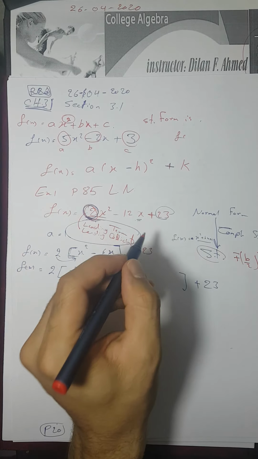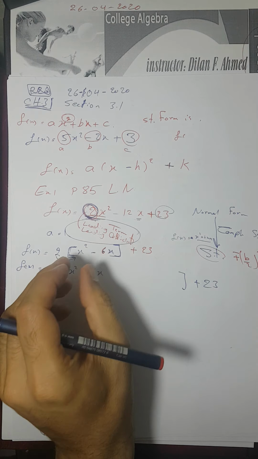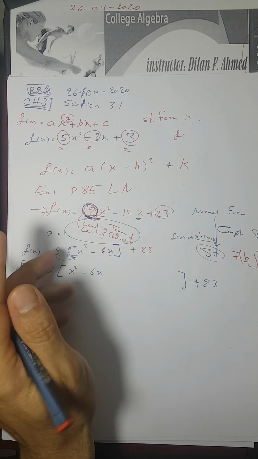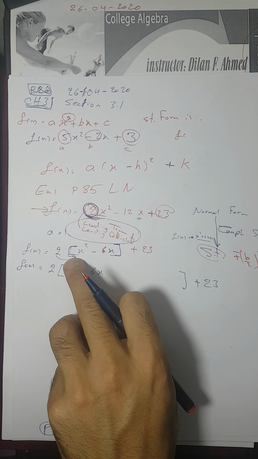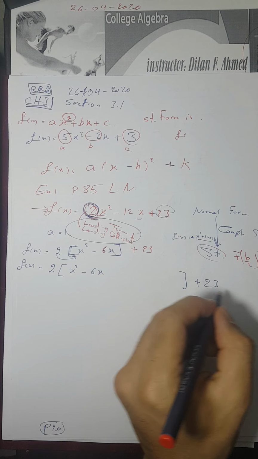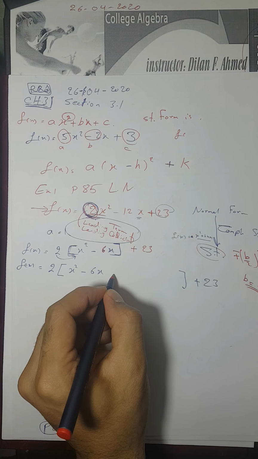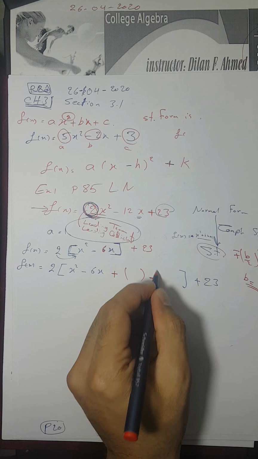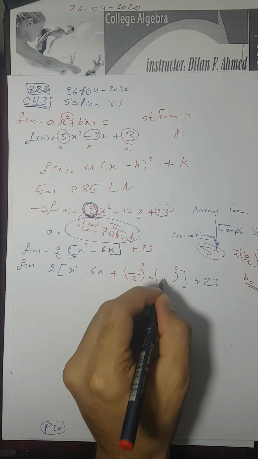In this example, b is equal to what? We say b is equal to 6 because we are not dealing with this one. We are dealing with that one because we want to change it to the standard form. That's why. So b is equal to 6 here. So plus minus b over 2, over 2.